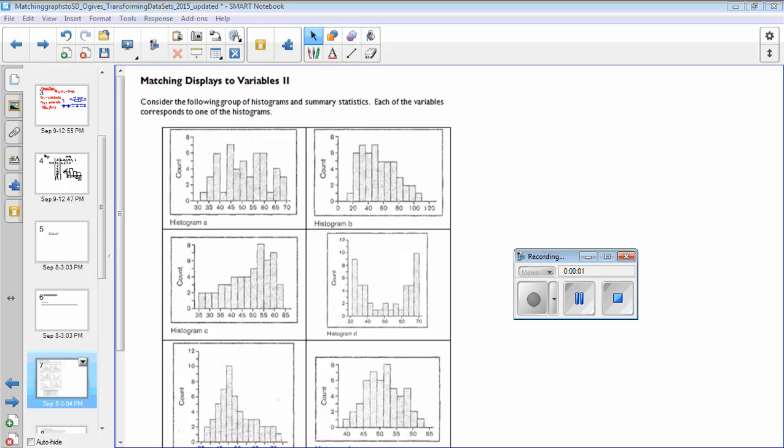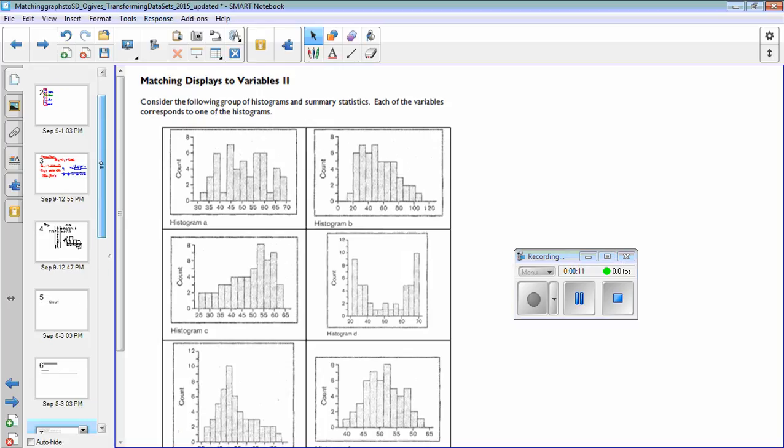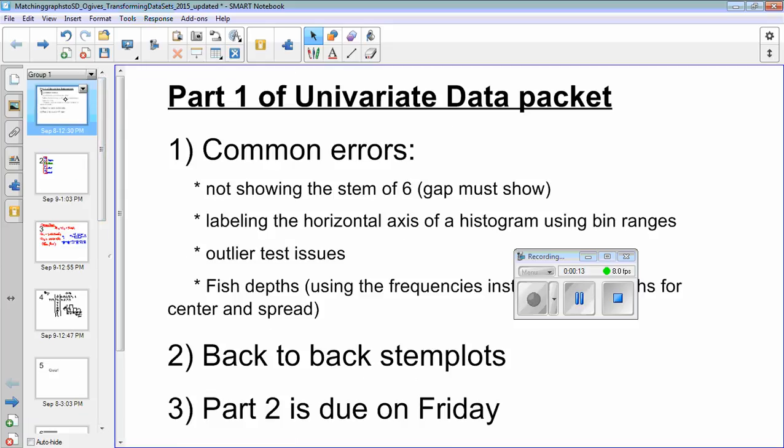I only have about 10 minutes left in class, so I want to make sure what I record for today is what we need here. We did go ahead at the beginning of class, before the quiz, and talk about some of the issues with the univariate packet part 1.